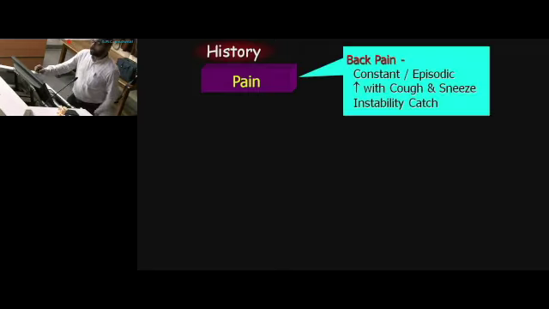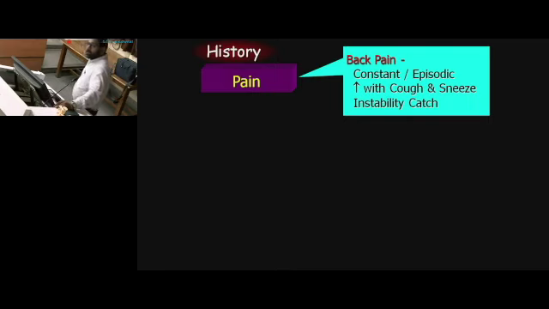So how do we proceed with the patients of this back pain or back pain with radicular pain? First of all, we'll have to take the history of back pain. So what is the character of the pain? What kind of pain is it? If it is back pain, whether it is constant or episodic pain, whether it increases with cough or sneeze, whether it has an instability catch.